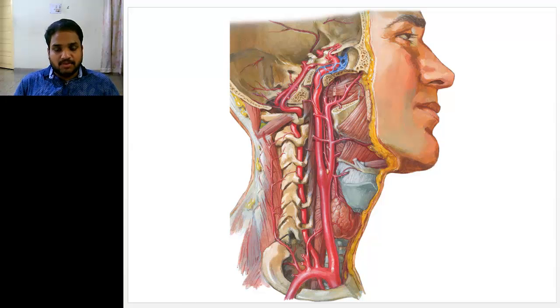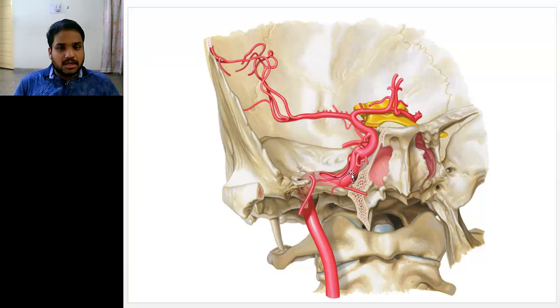I will show you the bifurcation. See, this is the internal carotid artery. It is finally bifurcating into the anterior cerebral artery as well as the middle cerebral artery. Before this bifurcation, it gives off two important branches. What are they? One is the ophthalmic artery. This is the ophthalmic artery. This enters the orbit along with the optic nerve. Remember that the central artery of the retina is a branch of the ophthalmic artery.